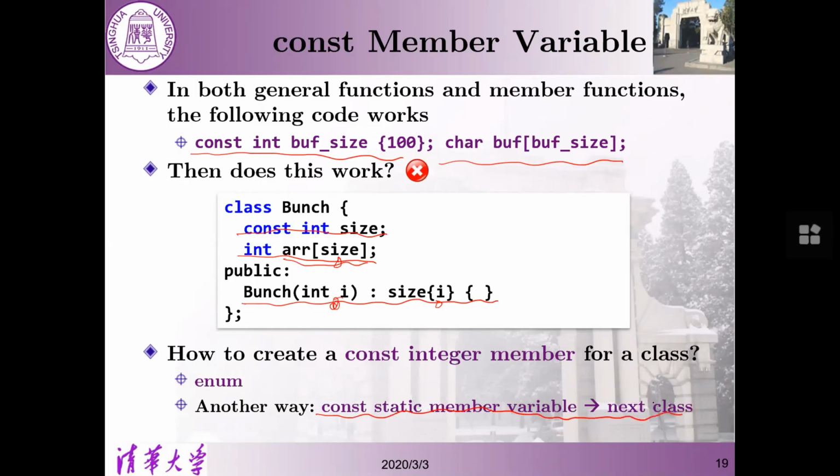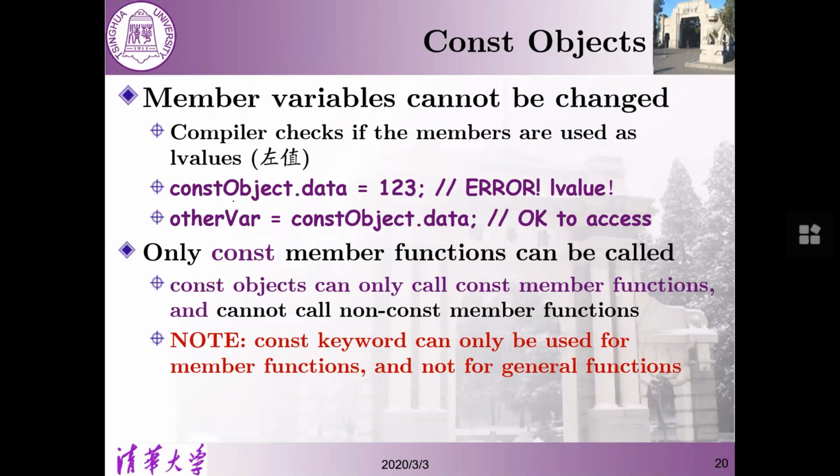So we will learn this next class. Okay, so we can define this as const static, right? Static in this way. Okay. Then const objects, member variables cannot be changed. For this const object, for example, this one, we cannot modify the member variables, but we can access the variable.